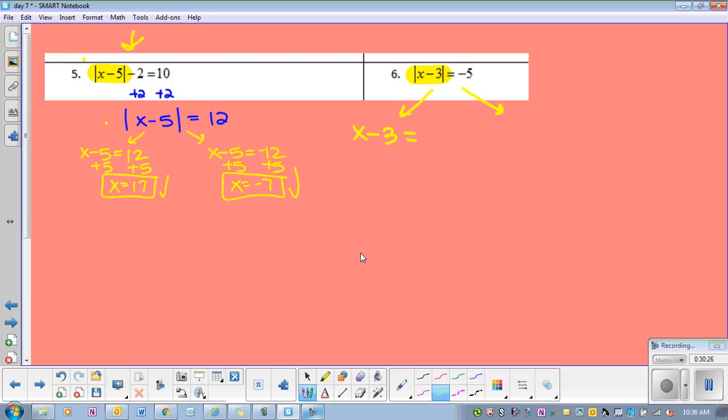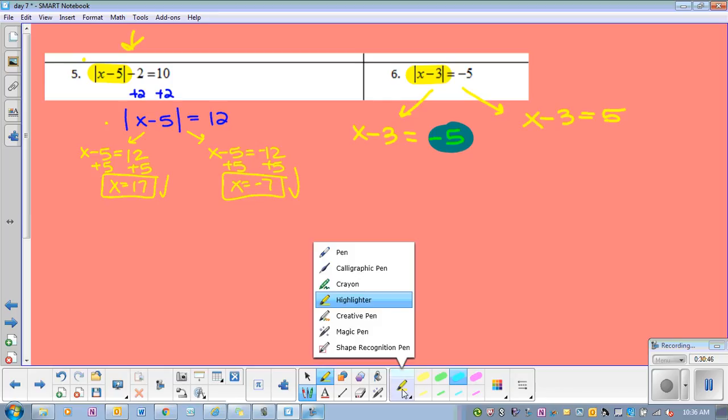-5? Huh. Then the second one has to be x minus 3 equals 5. Wait a minute. How many of you guys caught this? Why is it starting with a negative? That's weird, right? It should start with a positive. Let's go back and look.